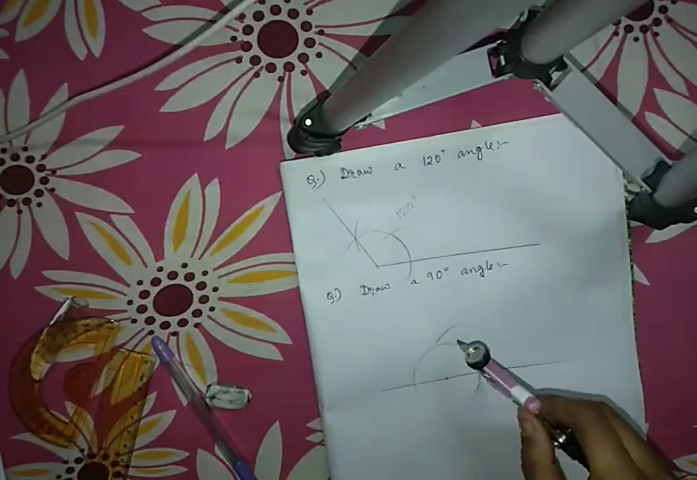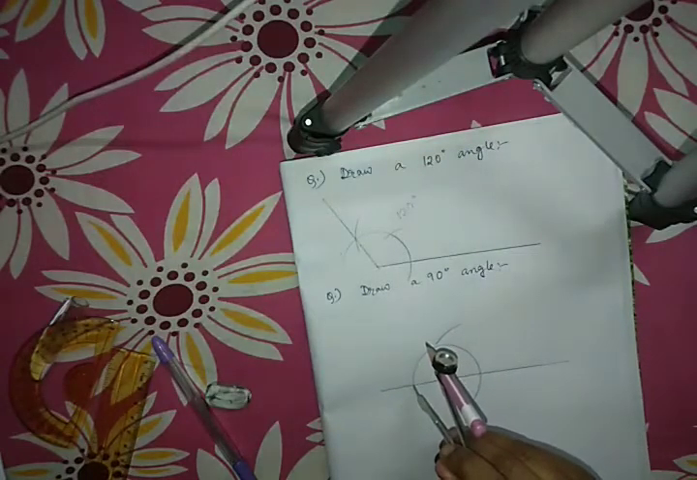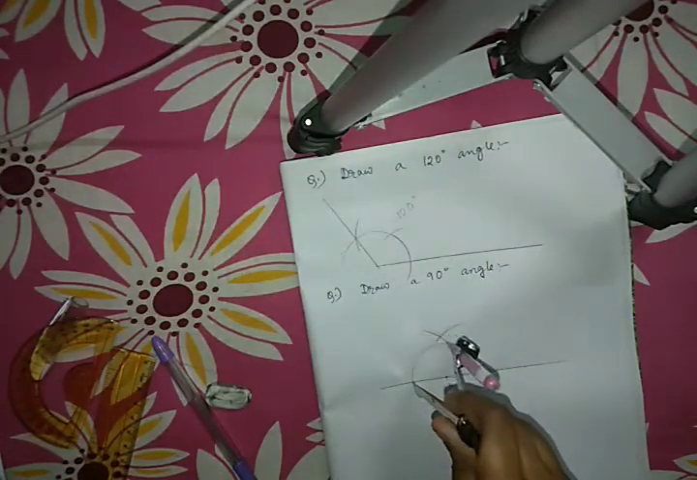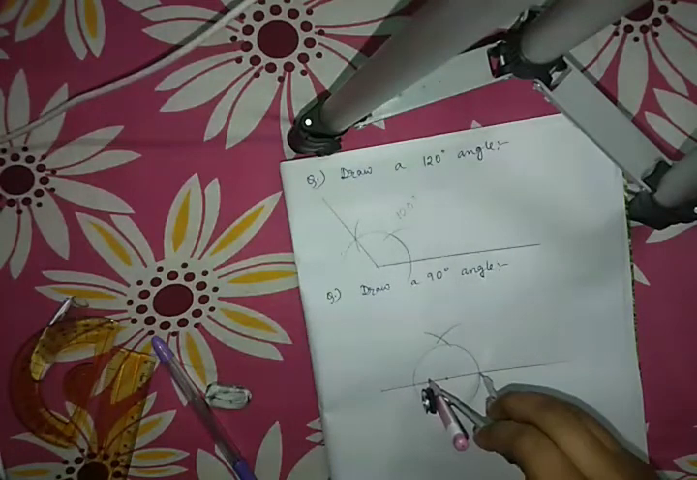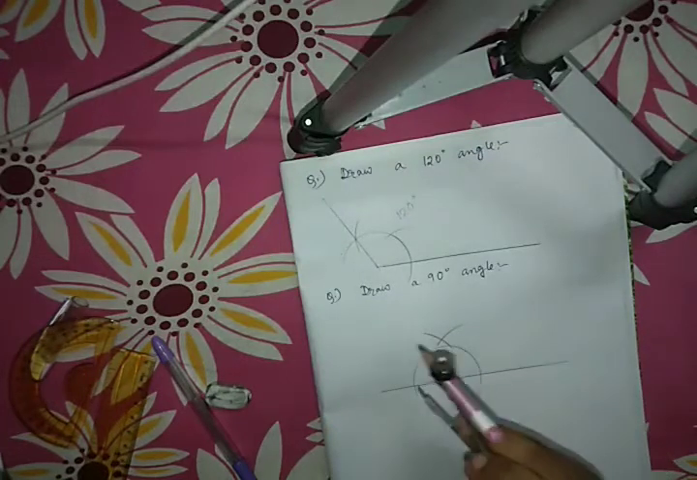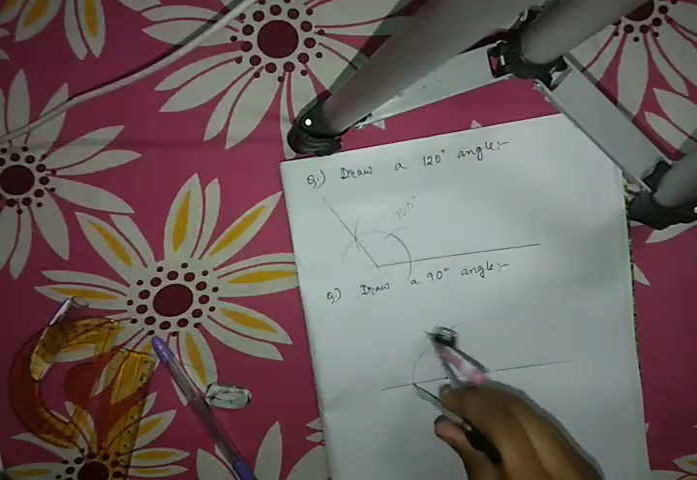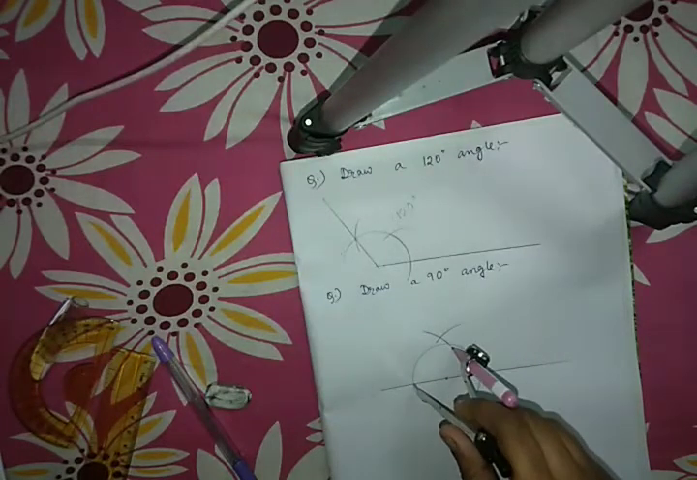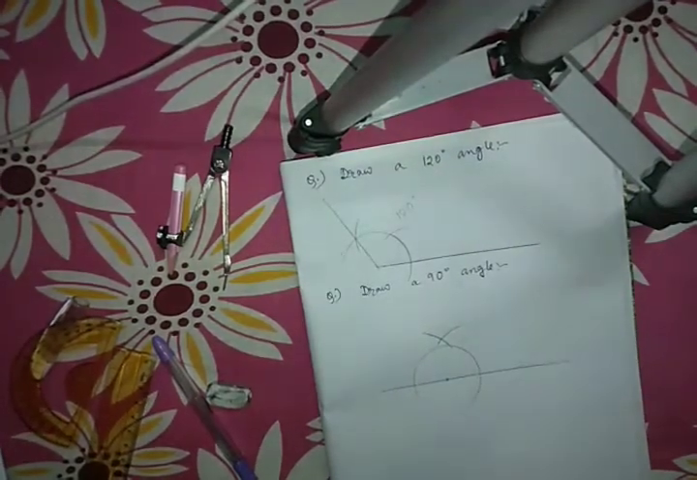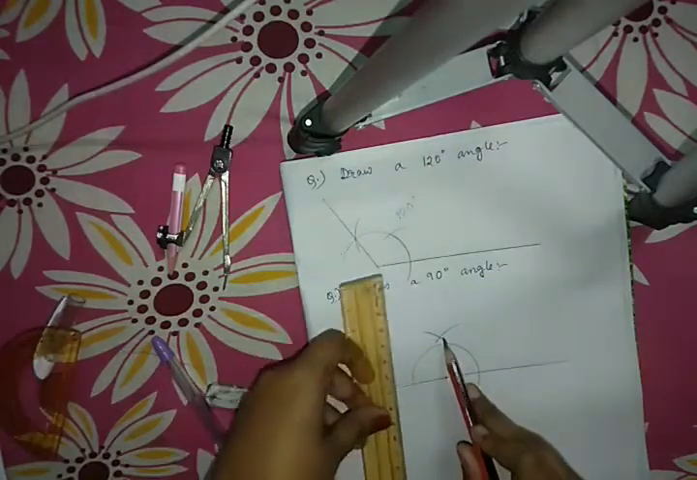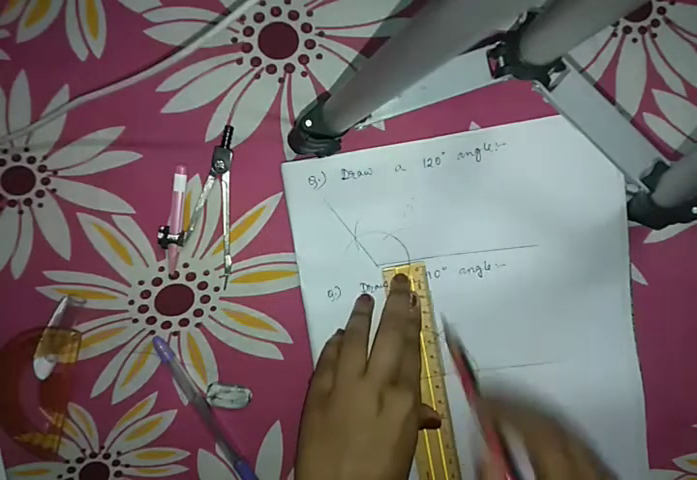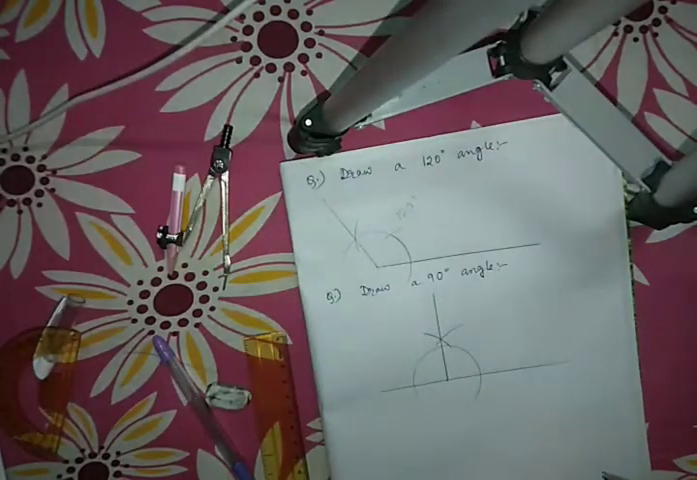One arc here I am drawing. Then put the pointer on this point and again with the same radius draw another arc this way. So take this much radius, draw an arc by putting the pointer in this point, and take the same radius, put the pointer in this point and draw another arc. So these two arcs are intersecting in this point. Now join this point and this point. Join these 2 points. So this is a 90 degree angle.